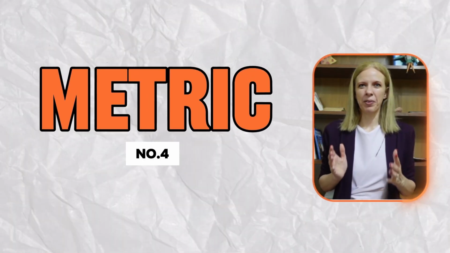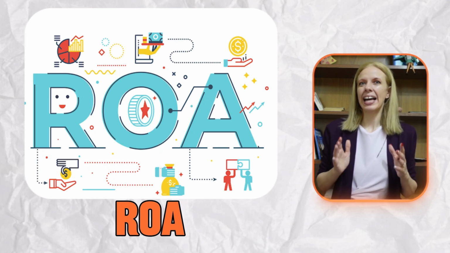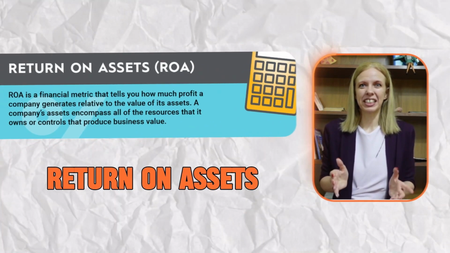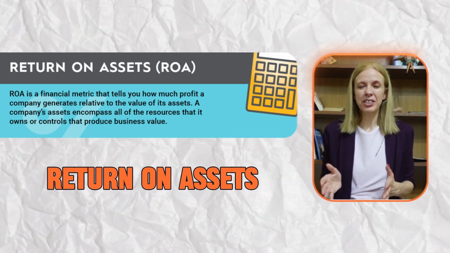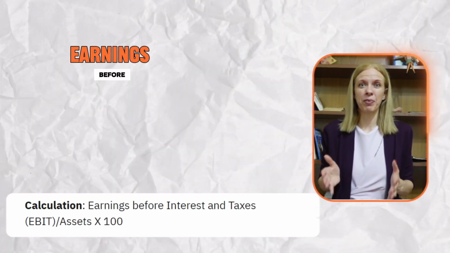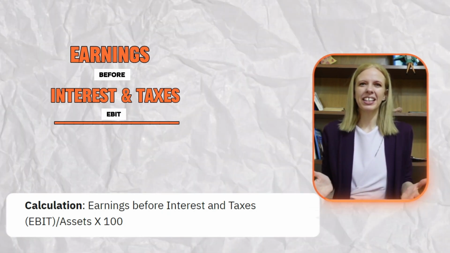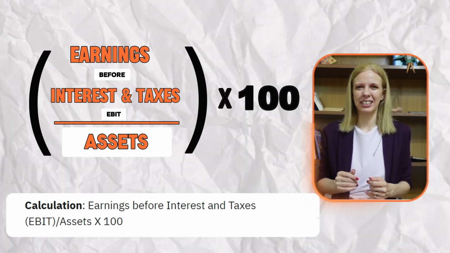Metric number 4, ROE. Another profitability type metric. It is return on asset, and the calculation is earnings before interest and taxes, or EBIT, divided by asset times 100.